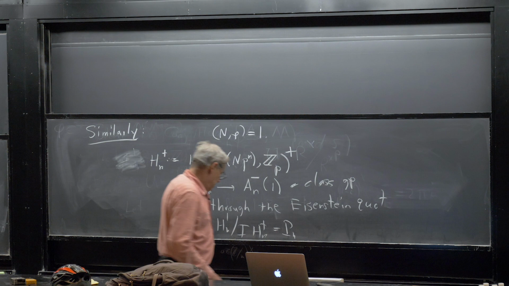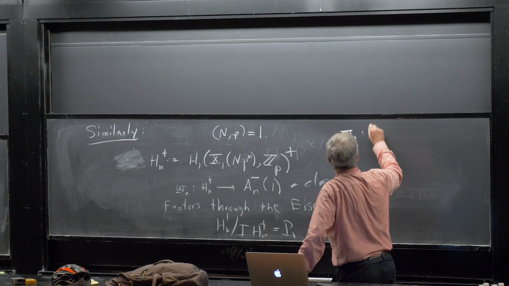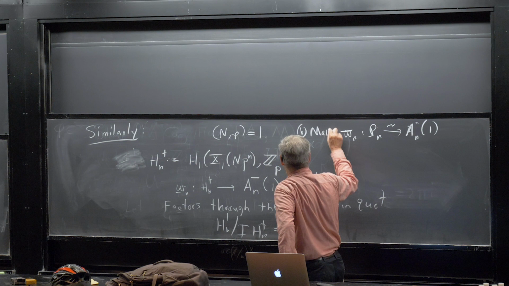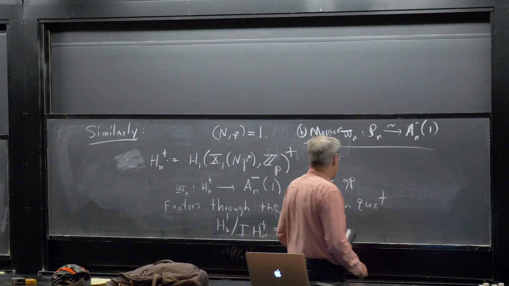And moreover, the omega n, I'm just telling anybody else to call it pi n, to An minus of 1 is an isomorphism. So that's the second part. And he then, wait a minute, does he actually say that? Hold on a second. He doesn't, I don't actually have that statement written down here. I want to be careful.